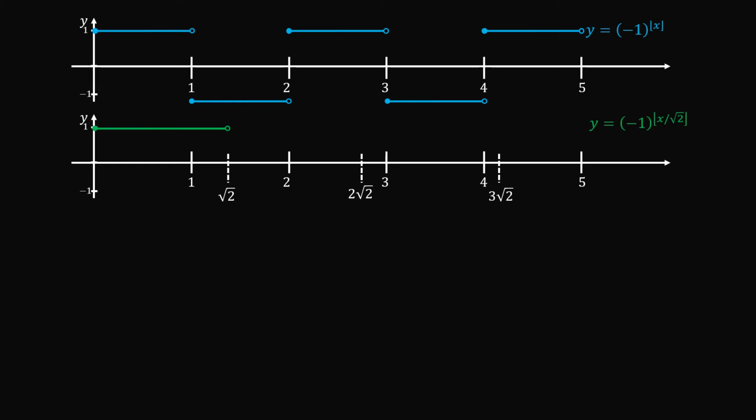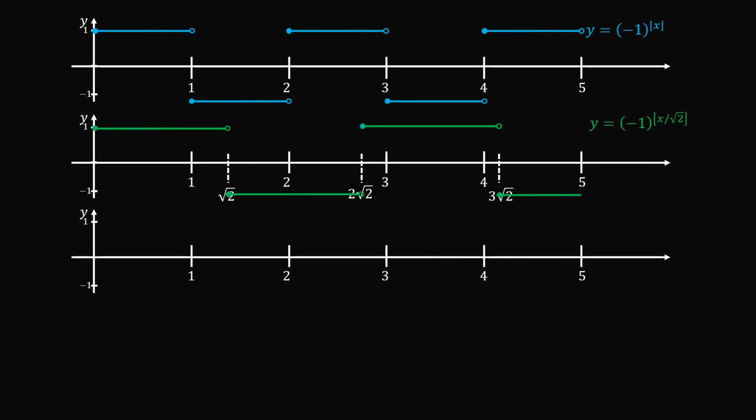The value of y is going to be negative 1 to the power 0, which is going to be positive 1. From 2 to 2 root 2, since the value of the floor function there is negative 1, negative 1 to the power 1 is going to result into negative 1. And then from 2 to 3, since the floor function value there is 2, negative 1 squared is going to be positive 1. And then from 3 root 2 to 5, since the value there is 3, negative 1 to the power 3 is going to be negative 1.